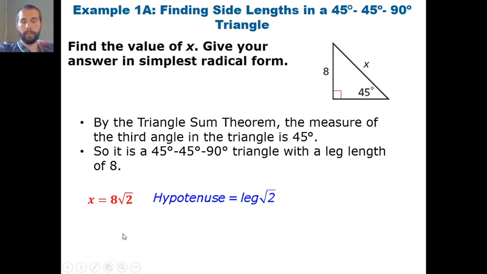Now it says leave it in simplest radical form. The good part about this is we're done. We don't even need to plug it into the calculator and get a decimal answer. So the answer is just 8 square root of 2. That's the length of the hypotenuse. All right, let's try another one.